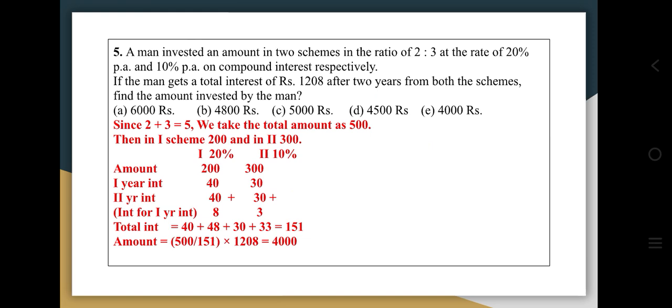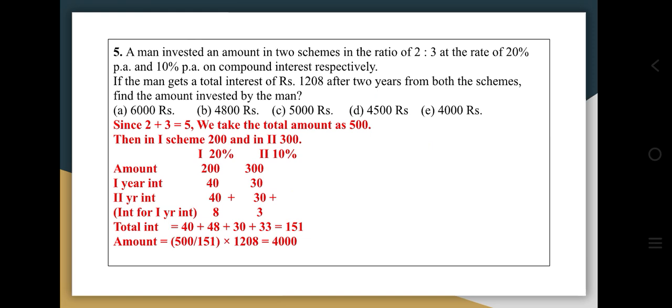A man invested an amount in two schemes in the ratio 2:3 at the rate of 20% per annum and 10% per annum on compound interest respectively. If the man gets a total interest of rupees 1208 after 2 years from both the schemes, find the amount invested by the man.